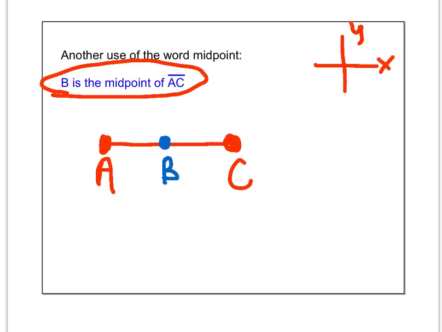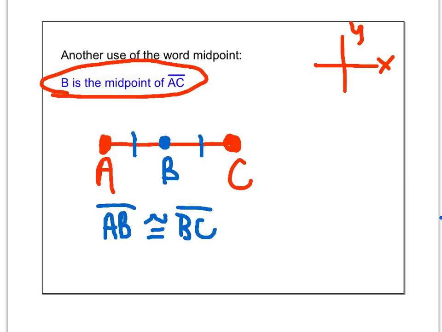Now, a couple of things come from this. If B is the midpoint of AC, number one, we know that AB has to be congruent to BC. It has to be exactly the same distance from A to B as it is from C to B.